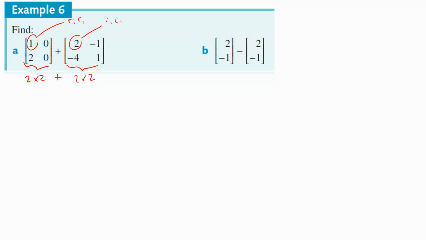No? Okay, so this is what the next step should look like. You've got a 2 by 2. Row 1, column 1, I have 1 plus the 2. Row 1, column 2, it's 0 with a -1. Row 2, column 1 is 2 and -4, so I'm adding those two, and then 0 and the 1. You simplify that down, you should still end up with a 2 by 2. This is the answer of the first matrix and the second matrix: 3, -1, -2, 1.